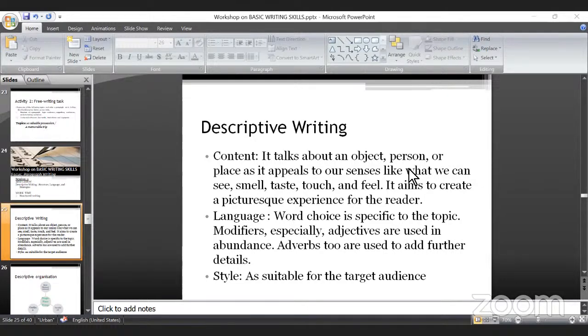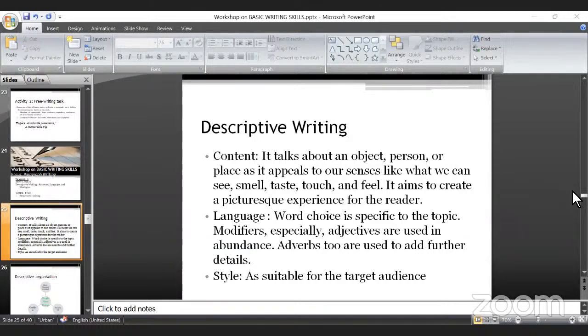Hence, knowing how to do this would be a very good start for somebody who's trying to improve their writing. So three things. Especially when it comes to writing, the most important three things that you would keep in mind are the content, that is what goes into the making of your paragraph. Second is the language you use, and the third is the style that you adopt.